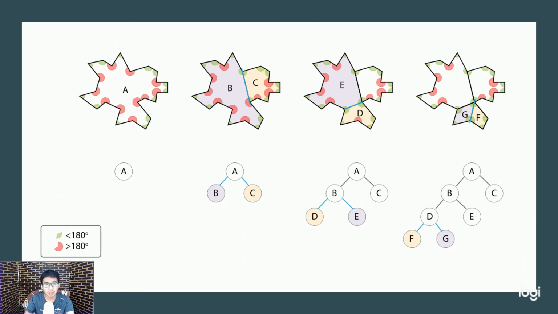Okay, this is an example. For example, we have a surface A, and then it's subdivided into B and C, and then B is subdivided into E and D, and then E and D are subdivided further into, for example, G, H, and so on. So it looks like a tree. Okay, it's like a tree.